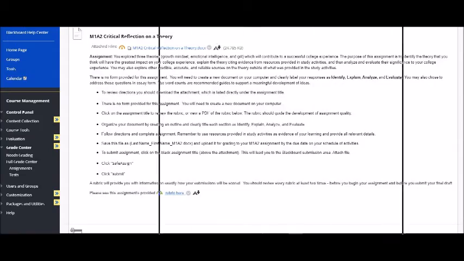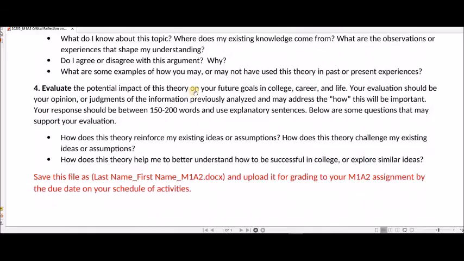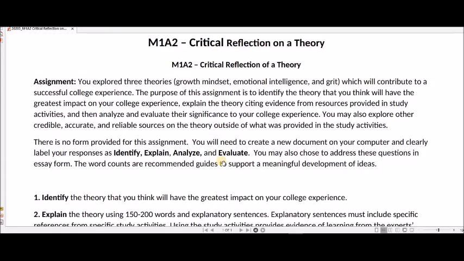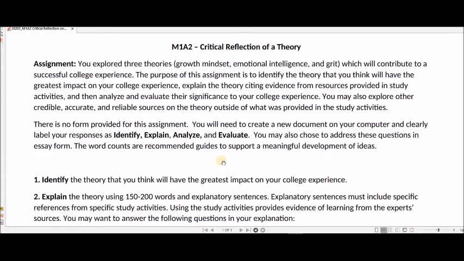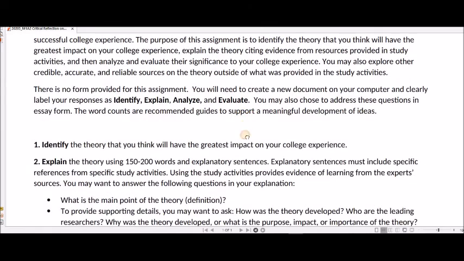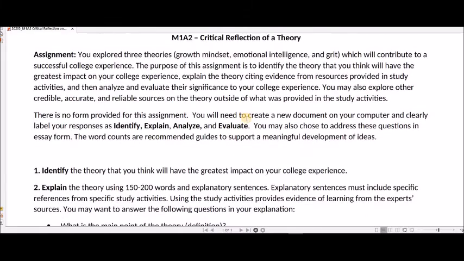Now, the problem with the PDF is you're not going to be able to write on it, and so this particular one doesn't have any place for you to write on, and so if you want to, you can just pull up your own word processing, whether it's Microsoft Word or Google Docs, and just kind of copy and paste this and put it into it and then answer it. So this is critical reflection of a theory. You explored 3 theories: growth mindset, emotional intelligence, and grit. And it's not like there are 3 separate theories. They all do kind of work together, which contribute to a successful college experience.